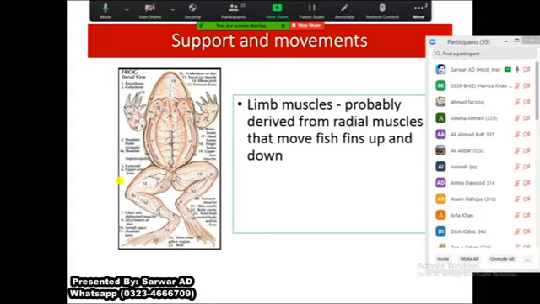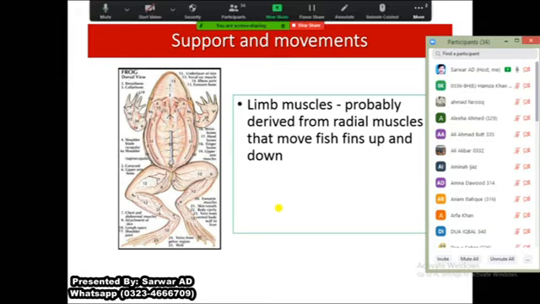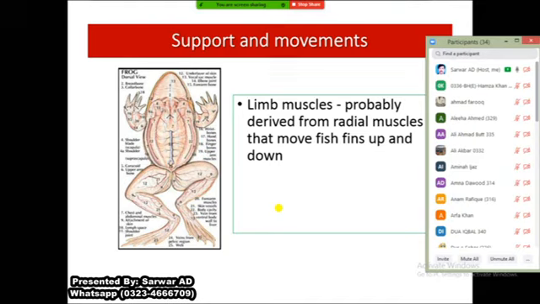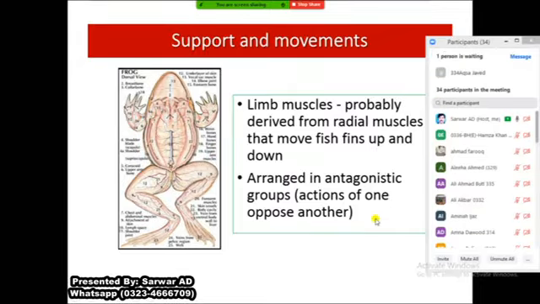Here, limb muscle is probably derived from the radial muscles that move the fish fin up and down. The muscles of the fishes further develop into limb muscles in the amphibians, and they were supportive muscles for the fin, for the up and down movement in the fins, and further they develop into limb muscles arranged into antagonistic groups. The antagonistic arrangement is a type of arrangement where muscles are arranged in such a way that they are anti-parallel, and whenever one is going to contract, the other will surely be relaxed, and vice versa, and the action of one opposes another. This is the antagonistic arrangement or antagonistic group.